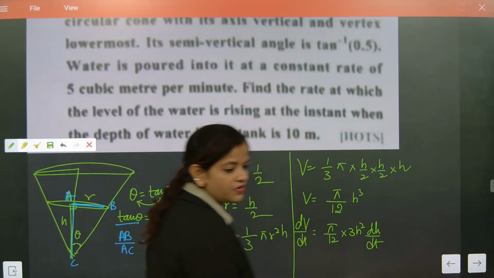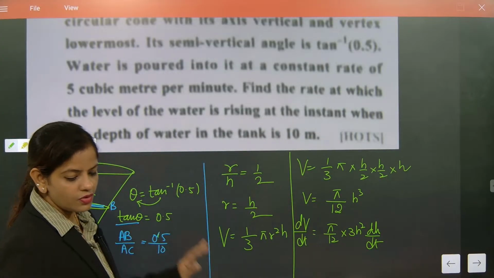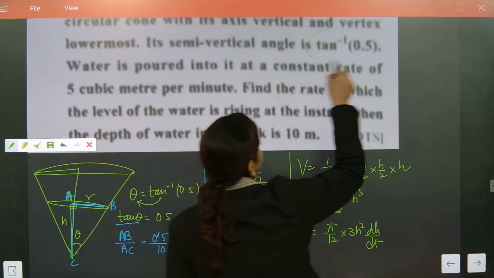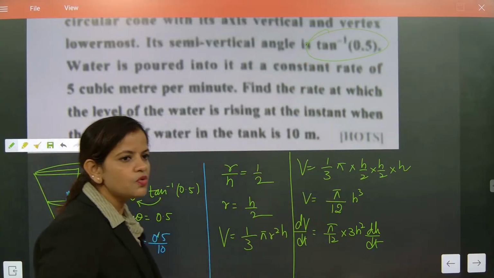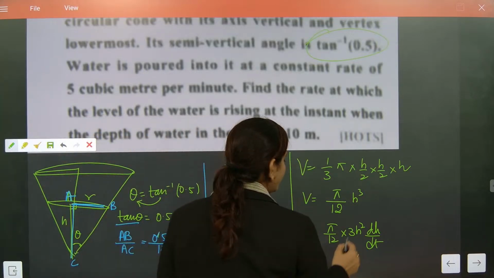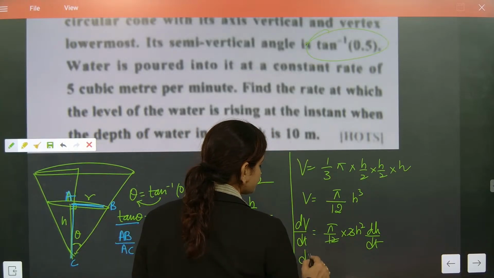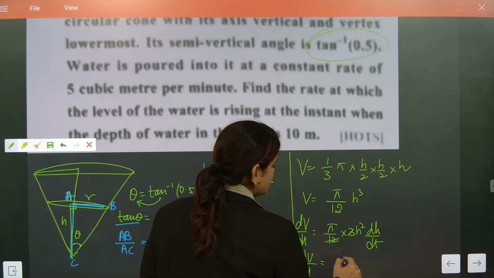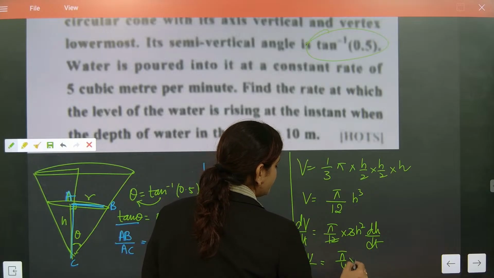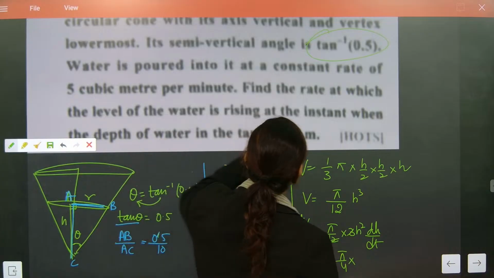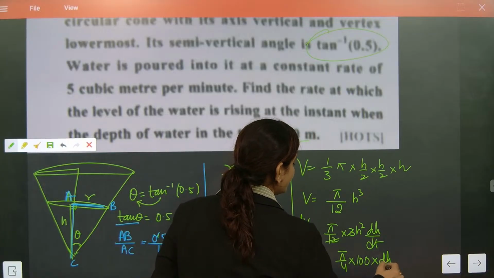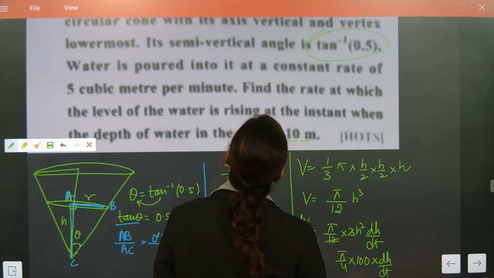Nothing big we have to do here. They have just twisted the angle part, because water is filling, so only the height will change. Now this 3 and 12 get cancelled. dV by dt is equal to pi by 4 into h square dh by dt. They told that when the depth is 10, so it becomes 100 into dh by dt.